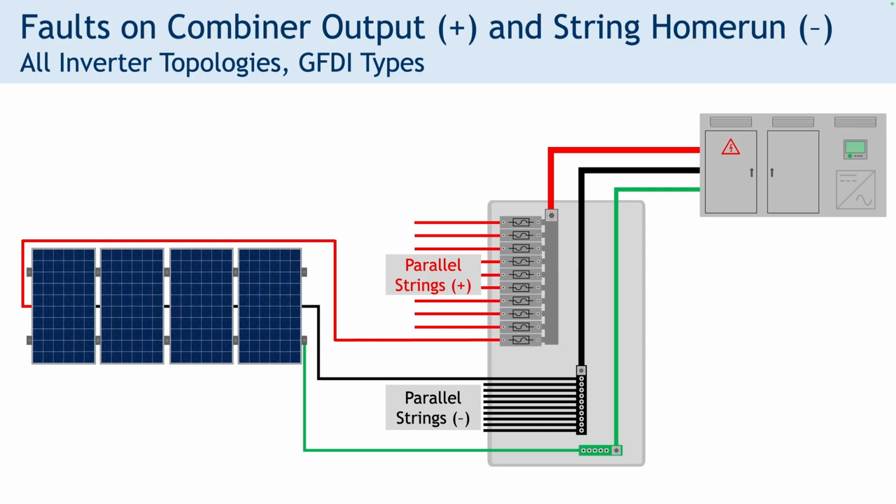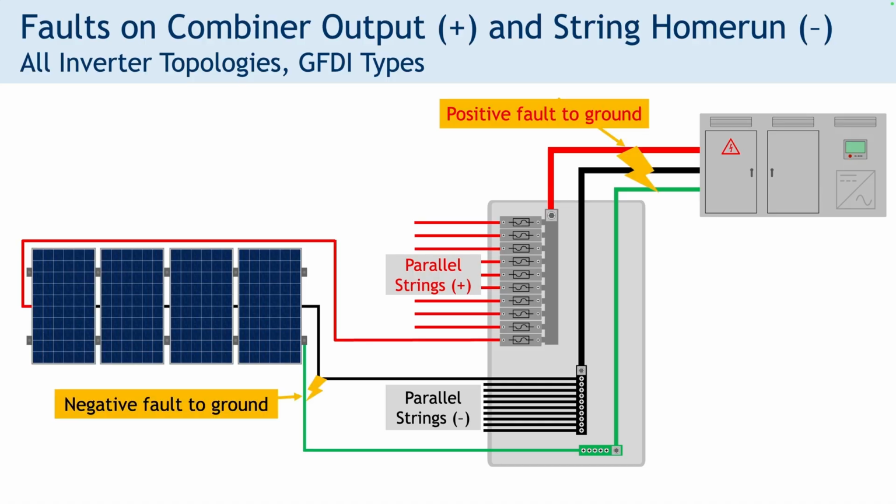So what's going to happen when we get a double fault situation, a positive ground fault and a negative ground fault? The outcome is going to be the same regardless of that inverter type or when those faults happen. So here we've got a positive fault to ground on the positive feeder to the inverter. So you can see that in the upper right there. On the lower left, we have a negative fault to ground on a single string.